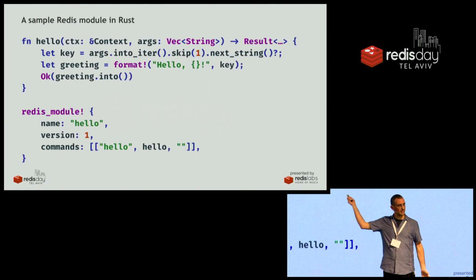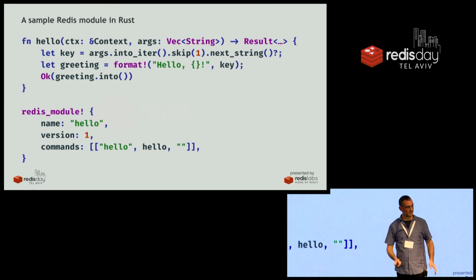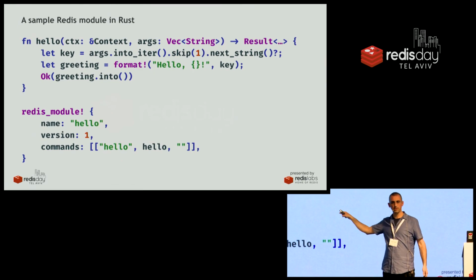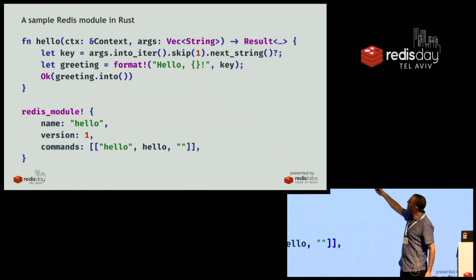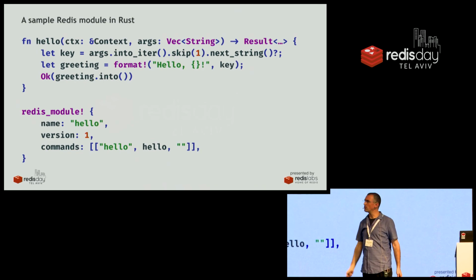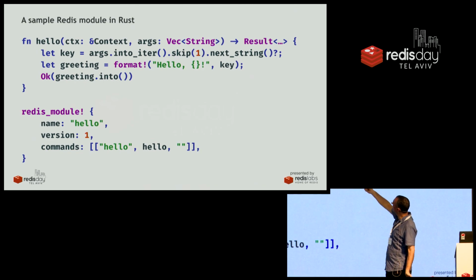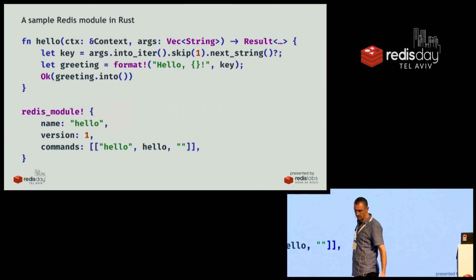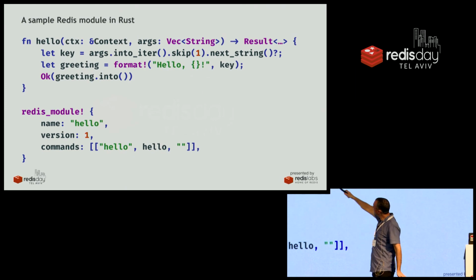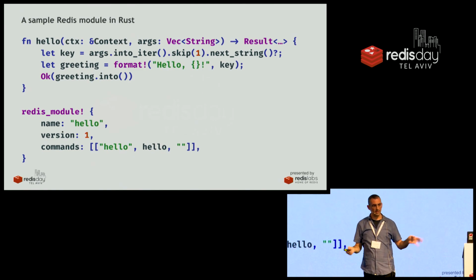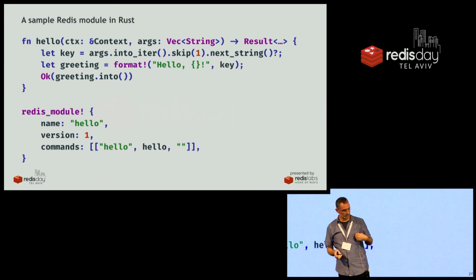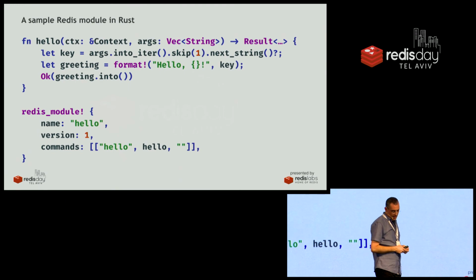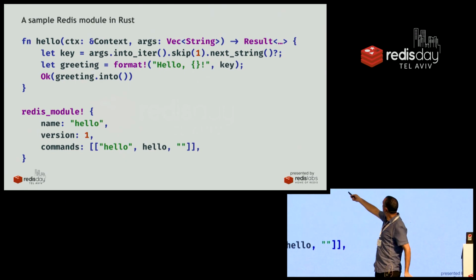So this is how an entire Redis module looks like in Rust. I did not cheat here. The only thing I removed was the imports, but otherwise this is a complete Redis module. What it does is it defines a pure Rust function called hello that gets the Redis context and a list of arguments, and it returns a result, which can either be a Redis value or an error. The second line, let key, I won't go into the syntax here, but this is one of the idiomatic ways to use iterators in Rust to get the next argument from this vector of arguments. And finally, I return OK, greeting.